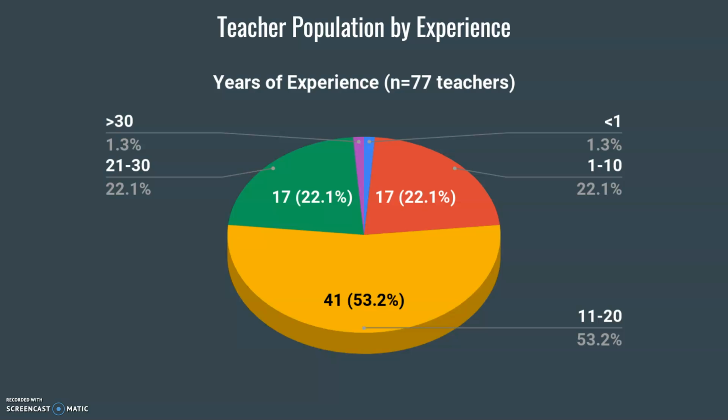The experience of our teacher population at North Oconee High School ranges anywhere from less than a year of experience to greater than 30 years experience. Over half of the teacher population, 41 teachers, have anywhere between 11 and 20 years experience. 22% of the teachers range anywhere from their first year teaching to 10 years teaching. Additionally, 22% of teachers have anywhere between 21 years experience and 30 years experience.